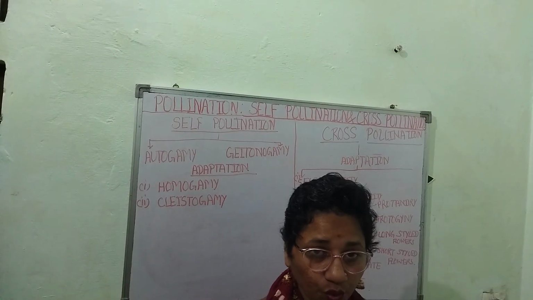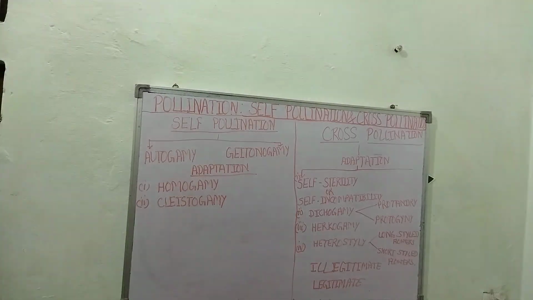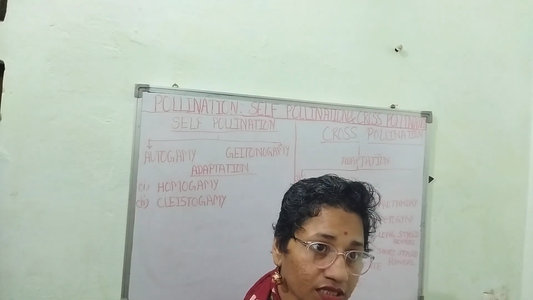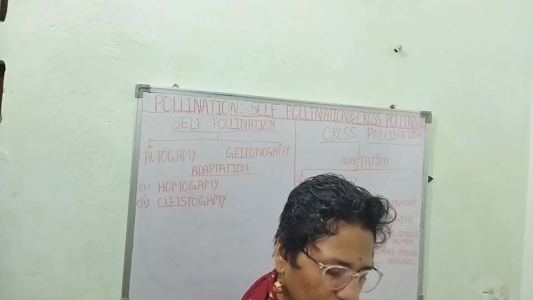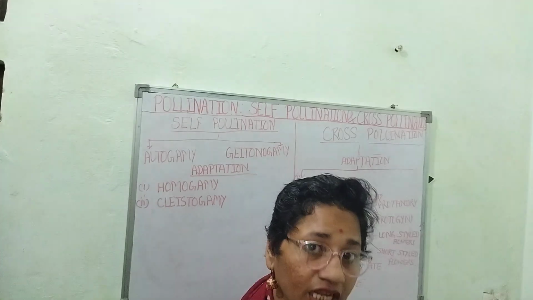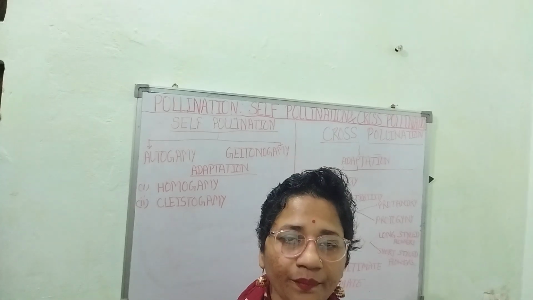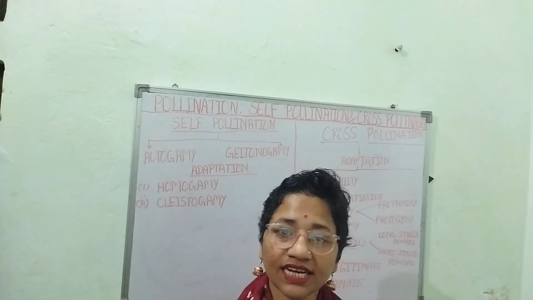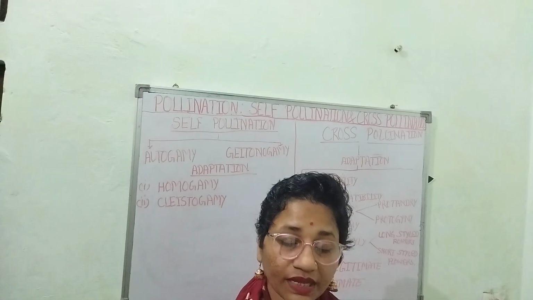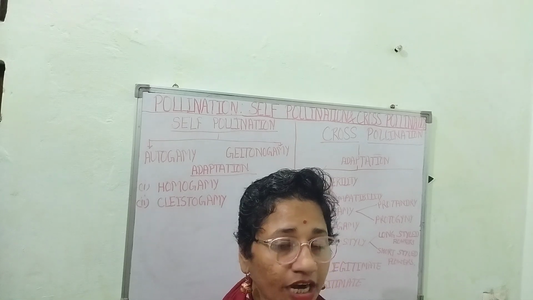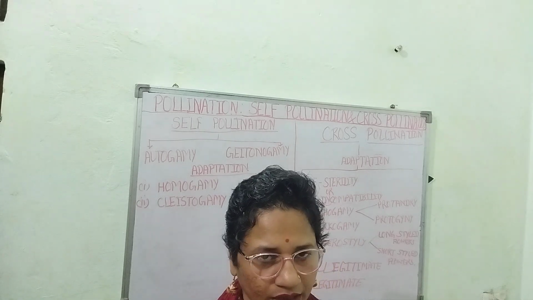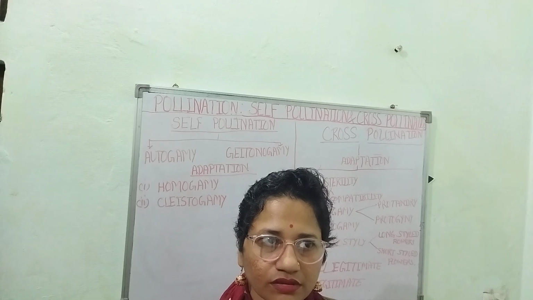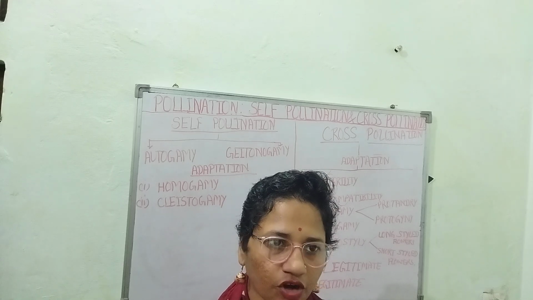हेटेरोस्टाइली मीन्स there are two forms, long style flowers and short style flowers. Where there are long style flowers, it avoids self pollination because जब pollens जो हैं वो छोटे होंगे और स्टाइल बड़ा होगा तो वो किस तरीके से अपना pollen grain shed करेगा, pollen grain shed नहीं कर पाएगा, जिसकी वजह से pollination नहीं हो पाएगा. In other words, there is no self pollination, there is cross pollination.